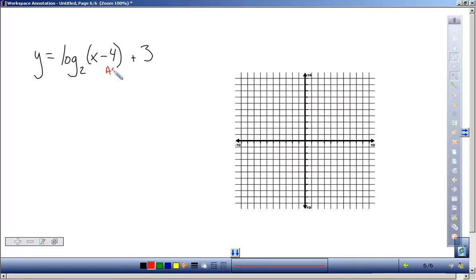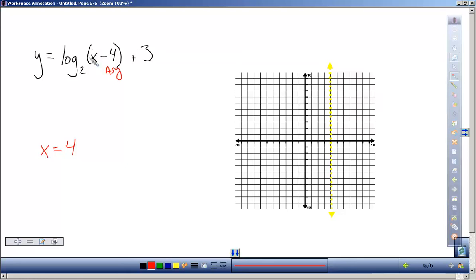Alright, so things I want to remember is it's an inverse, so everything is switched. So instead of this being my asymptote, this is going to be my asymptote. It's a vertical line, and again, inside is always opposite. That never changes for any of our functions, folks. So this isn't going to be an asymptote at -4, it's going to be an asymptote at +4. So I'm going to have an asymptote at +4.